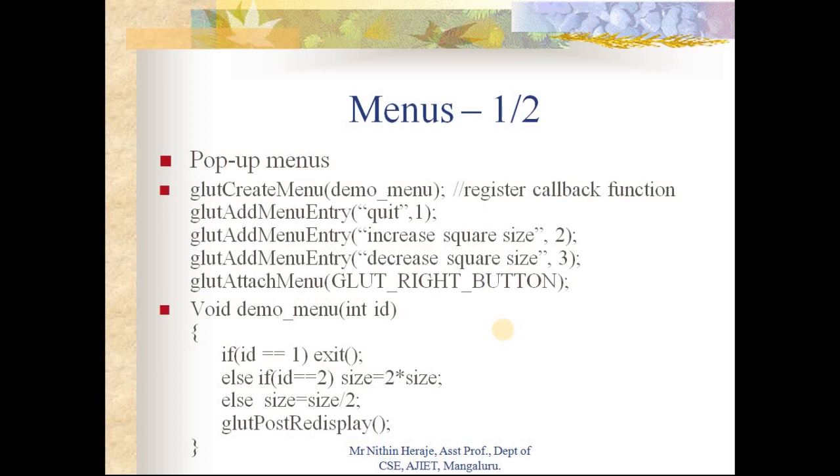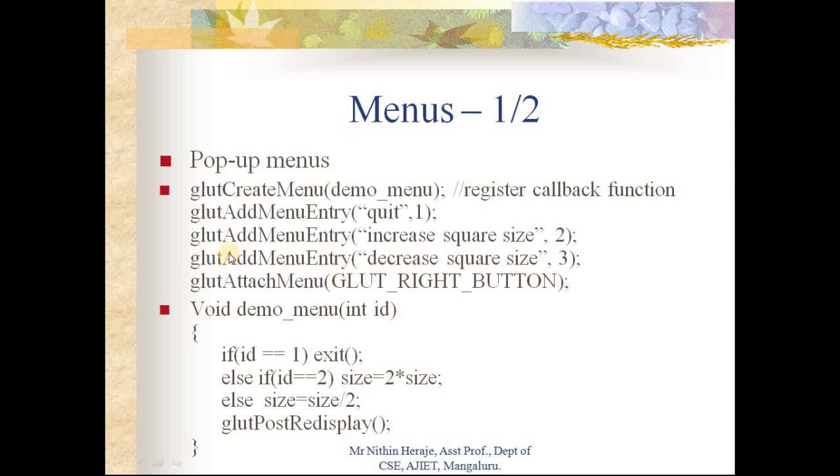Next, going to the menus, we have pop-up menus. For pop-up menus, we have this code. glutCreateMenu: you register the callback function to create a menu, and demo menu is the function that specifies what action has to take place when a particular option is selected. Then you add the entries: quit with ID 1, and increase square size. This is the option that is displayed, and this is the ID for it.